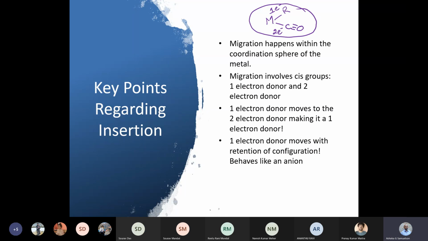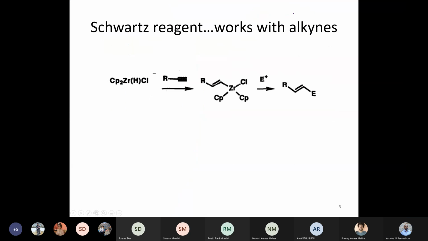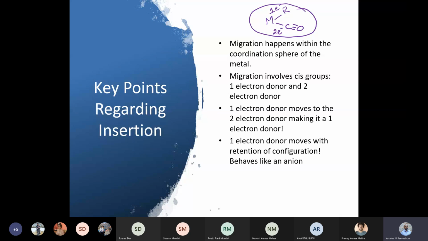So let me just quickly repeat what I said. The insertion reaction was characterized by a system where you had a 1-electron donor, which is an R group, and a 2-electron donor, which, in the case that we discussed, was a carbonyl. But I want to show you that it is a general reaction today.